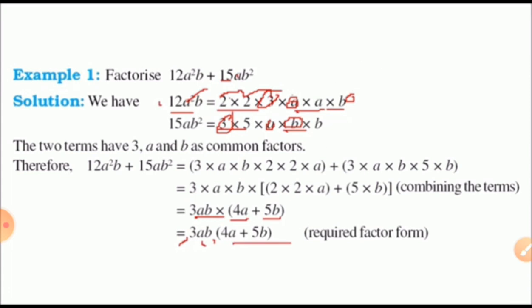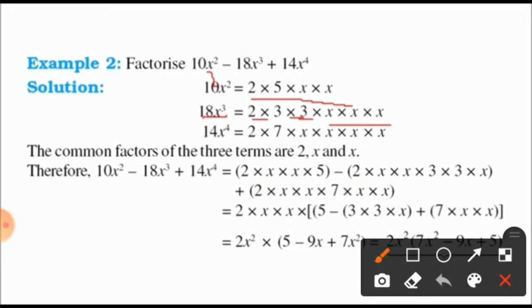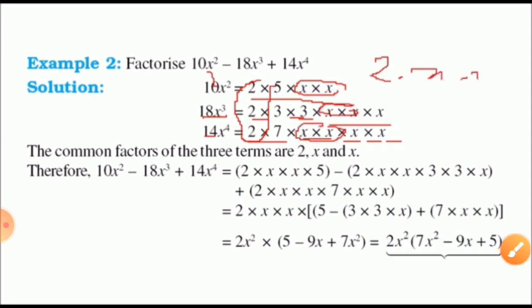Required factors form. Combining the terms, the required factors forms are here. Factors of 10x square is equal to 2 into 5 into x into x. Yes, correct. 15 is 3 into 5, 18 is 2 into 9, is there any common? Yes, x is also common, x square is also common. In all the terms, x square will be common, 2x square we will take out, and the final answer is this one: 7x square minus 9x plus 5.